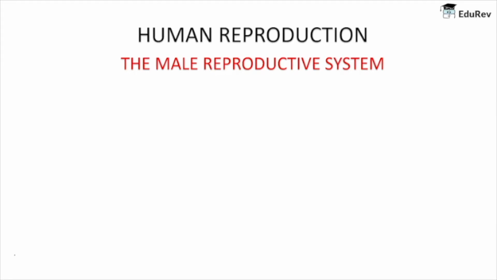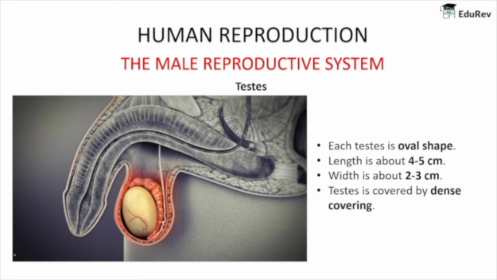So let us first dig into the testes. Each testis, as you can see in this image, is oval shaped. Its length is about 4 to 5 centimeters, and its width is about 2 to 3 centimeters. From its placement, you can easily see that the testis is covered by a very dense covering.